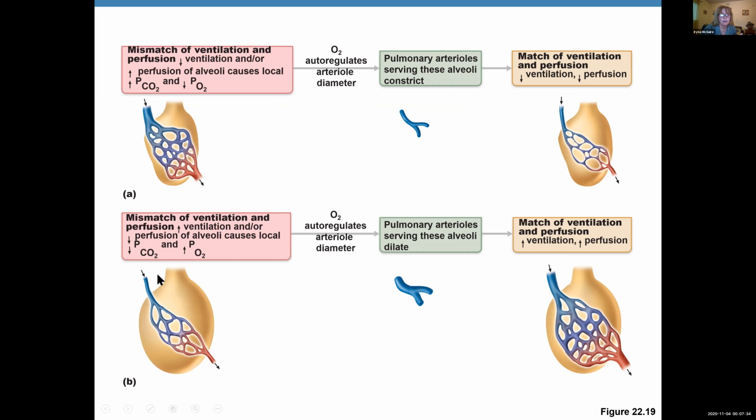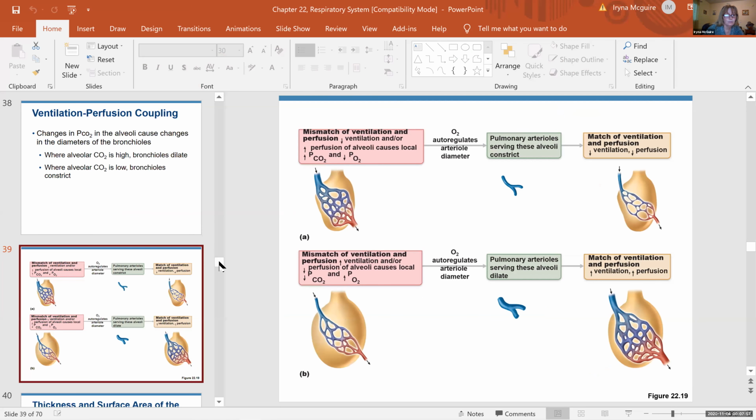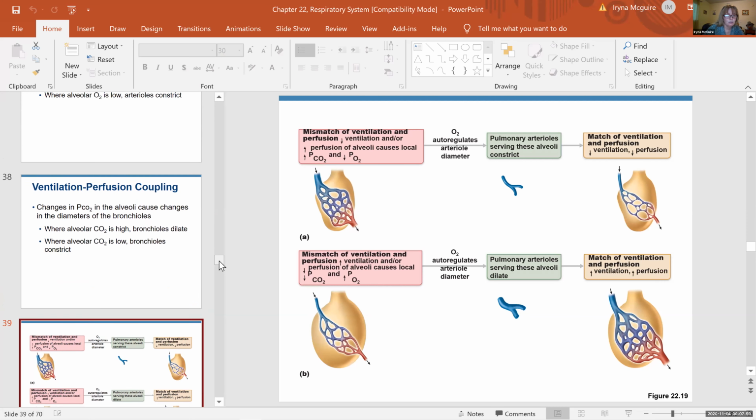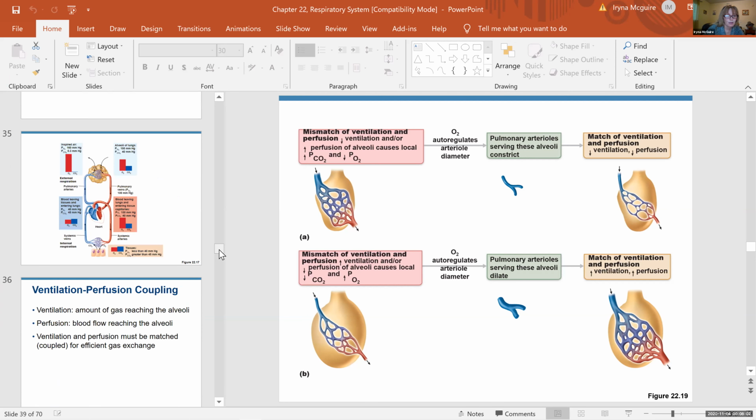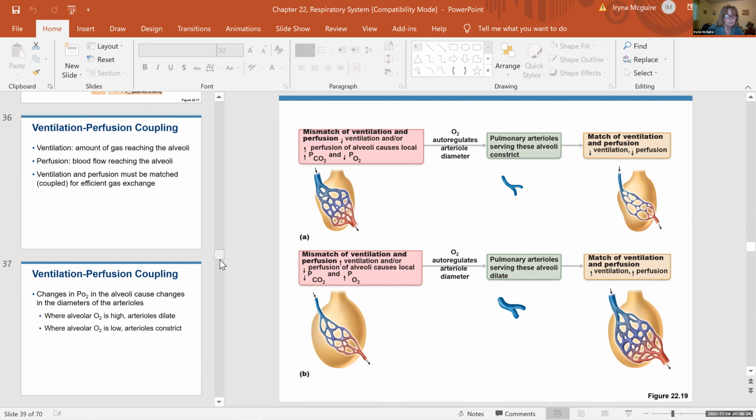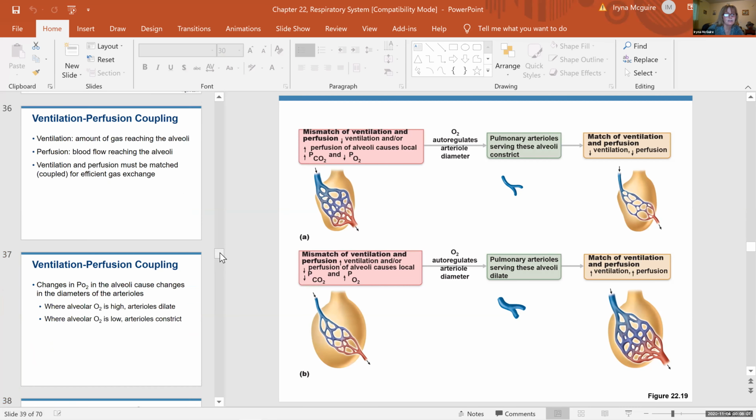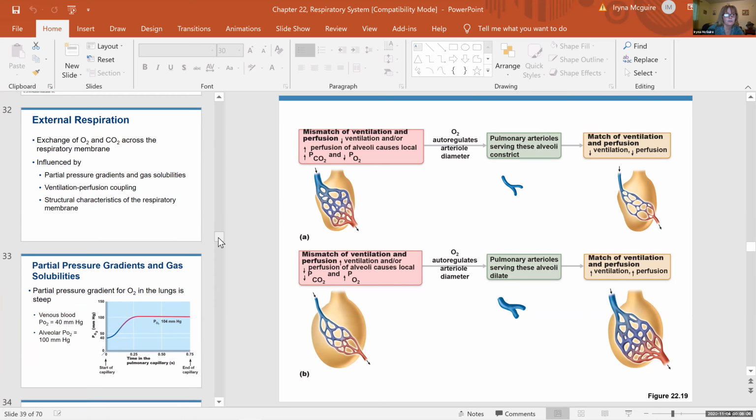Now here we also have a mismatch. Here we have large ventilation, right, and very small perfusion. That's not good, right? What are we going to do? We're going to dilate this arteriole. So arterioles dilate. Again, we have a match of ventilation and perfusion. And this will make gas exchange more efficient. That makes sense? Okay.